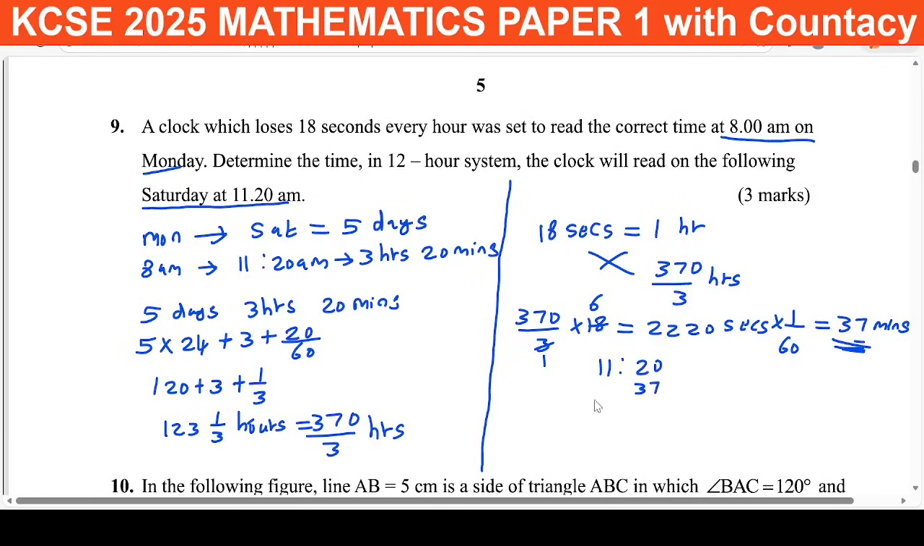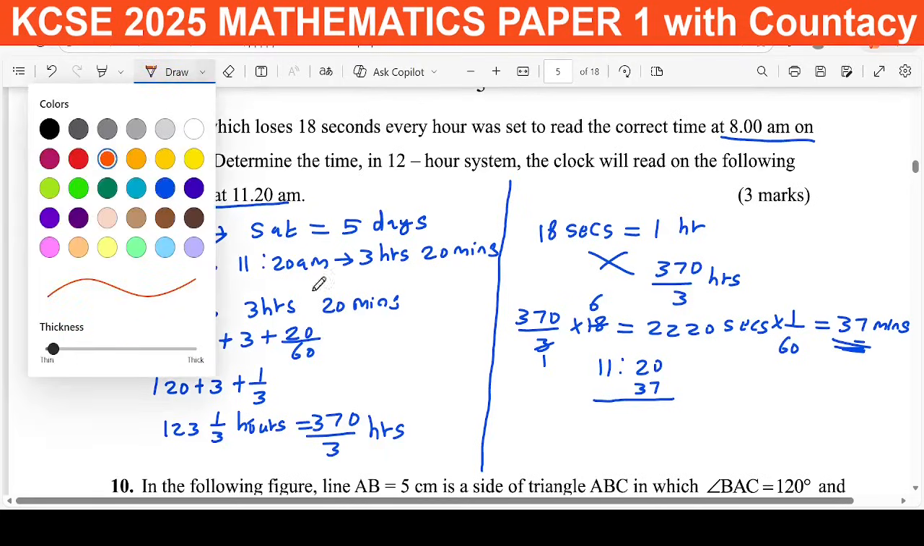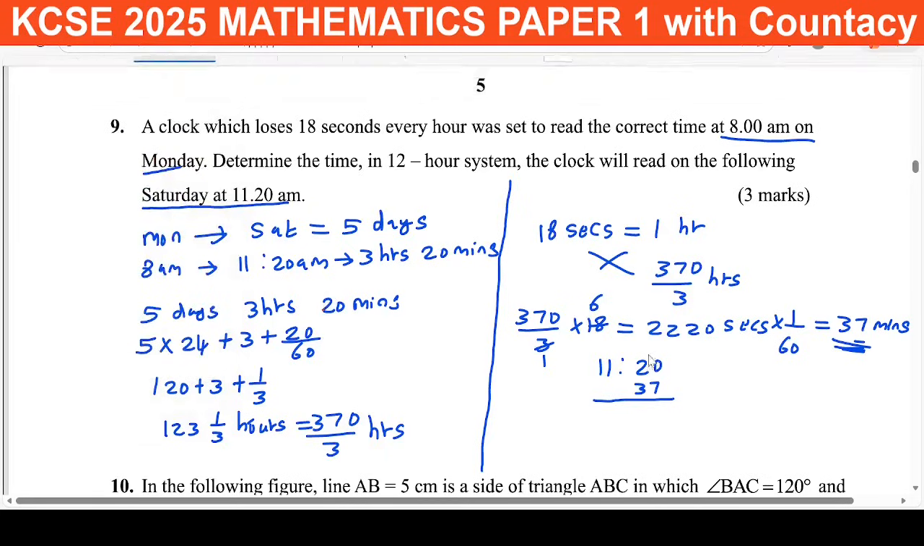So what we do is that we subtract. Again, this question is pretty good because it is also testing whether you know how to subtract time and what you do in such situations. If you look at this very keenly, you'll notice that what we have here is 20, and definitely it's not possible to do 20 minus 37 in time.